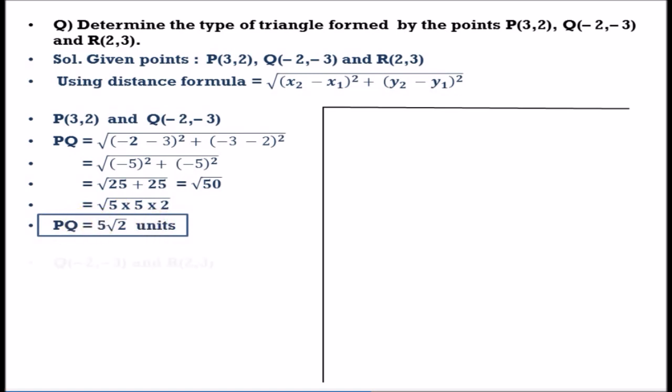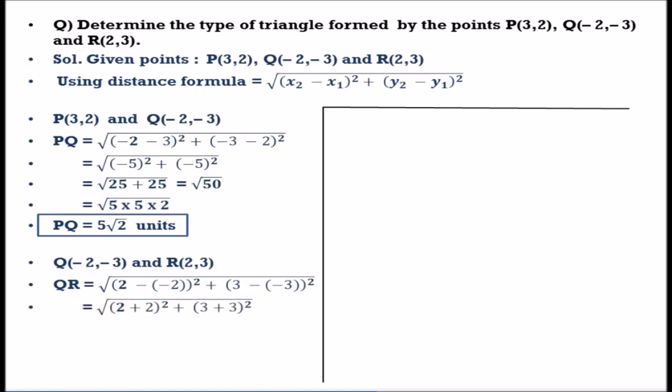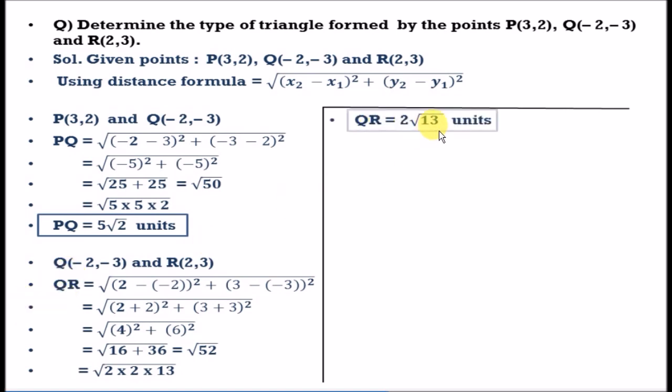Now, let's find distance between Q and R. Q is (-2, -3) and R is (2, 3). QR equals to R minus Q, that is (2 minus -2) whole square plus (3 minus -3) whole square. 2 minus minus plus, so that is 2 plus 2 whole square. Similarly, 3 plus 3 whole square. So 2 plus 2 is 4, 3 plus 3 is 6. 4 square will give us 16, 6 square will give us 36. Adding those two, we'll get root over 52. 52 can be expressed as 4 13s are 52. So the distance of QR is 2 under root 13 units.